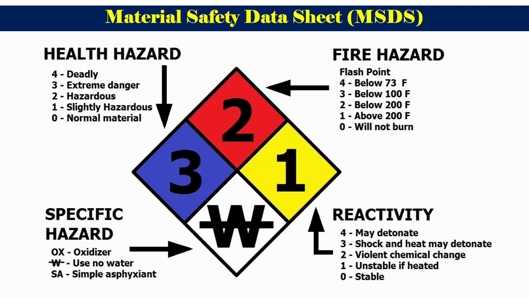MSDS generally have different type of symbol, 1, 2, 3, as well as W, which is crossed. 1 means reactivity. So these have number of grades 0 to 4. 4 means may detonate. 3 is shock and heat may detonate. Then 2 means violent chemical changes. 1 means unstable if heated, and 0 means stable.